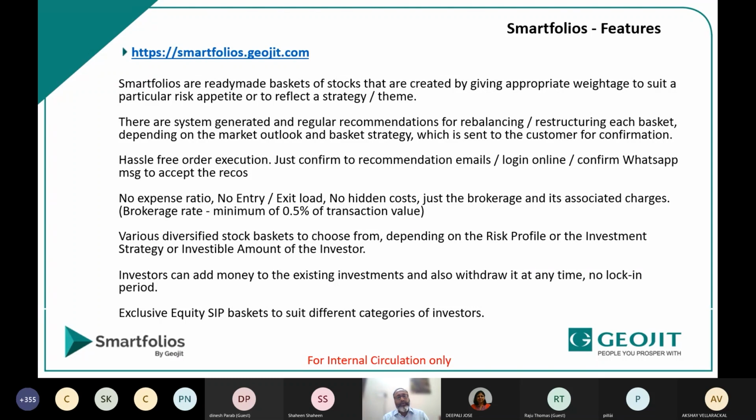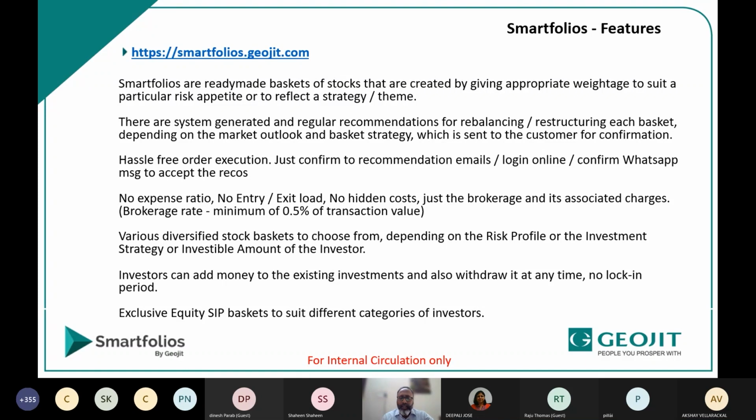If, for example, your risk appetite is conservative, you can choose one particular basket. Now, at the same time, if you want to supplement this investment with, let's say, a different strategy, you can choose another basket from Smartfolios. So with the restricted number of baskets, we have ensured that the baskets are diversified from each other, and you will also be able to have multiple stock baskets.